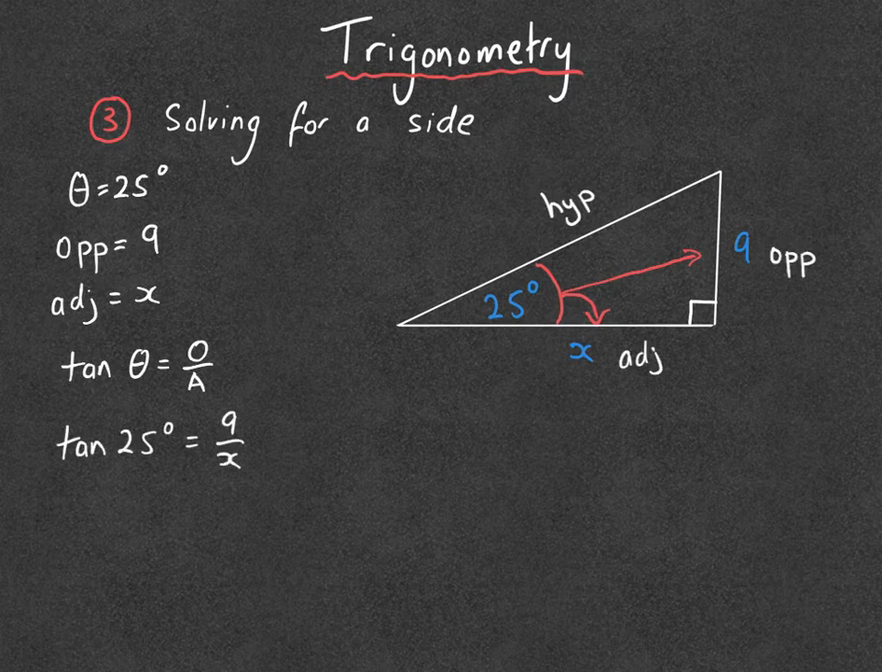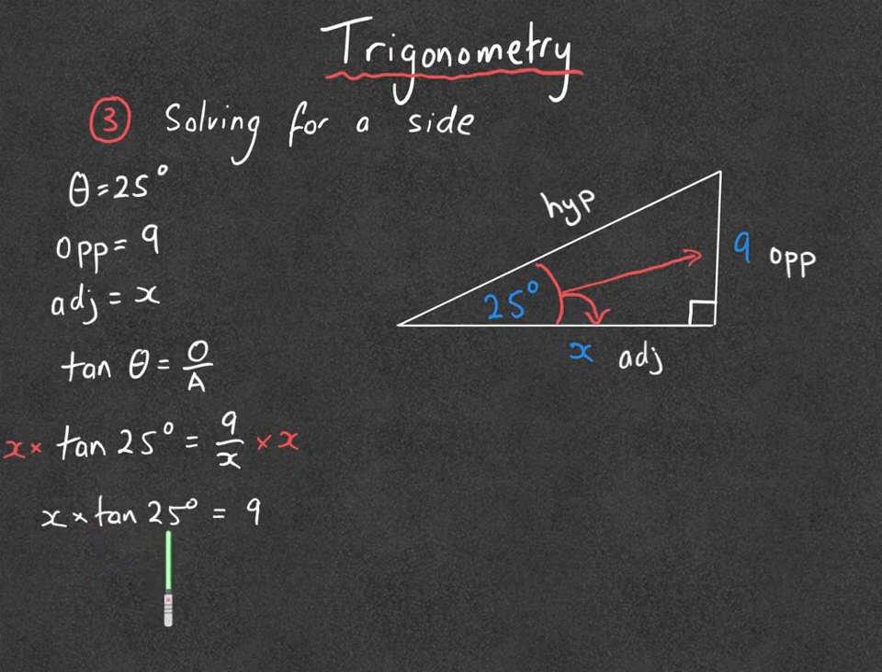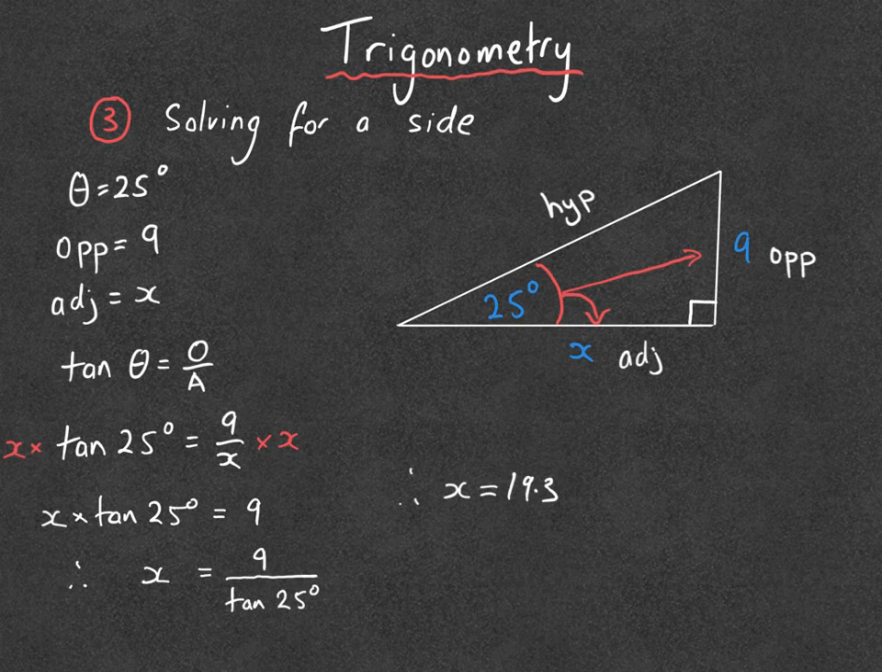Here we see our unknown value is on the denominator of the ratio, so to solve this time the process is a little bit different. The first thing I'll do is multiply both sides by x, and then I'll divide through by tan 25 degrees, remembering that this is just a number. And we get x equals 19.3.